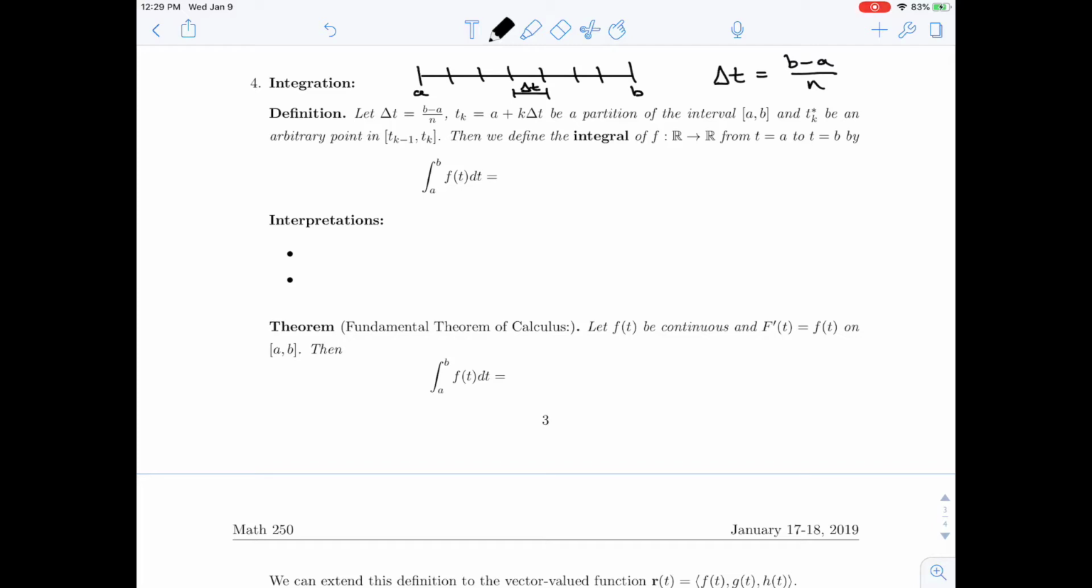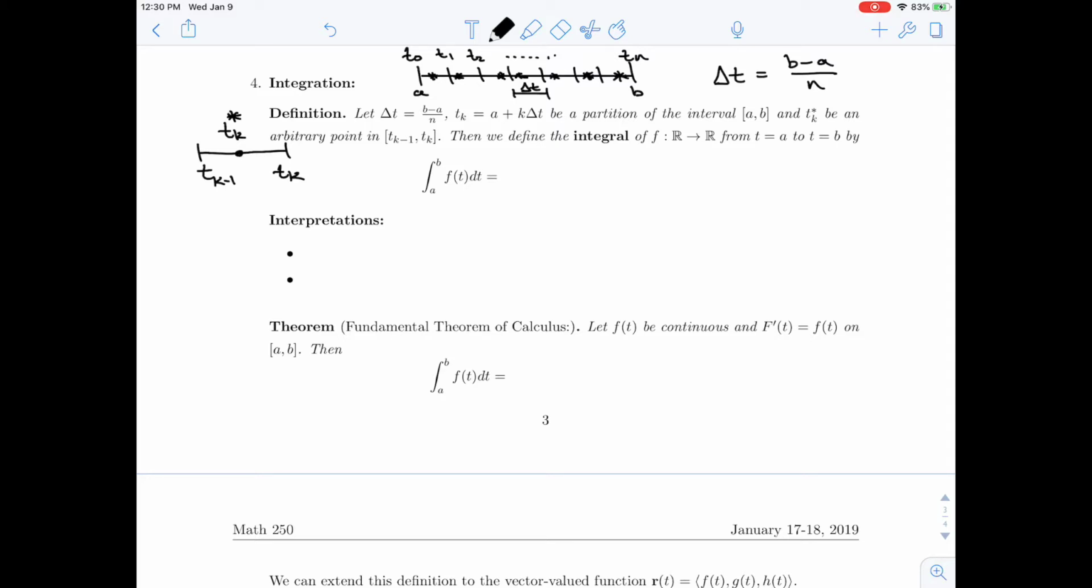And then we'll label these points. We'll call them t sub 0, t sub 1, t sub 2, all the way down to t sub n. And in each one of those sub-intervals, say t k minus 1 to t k, we will choose a point called t k star. Each one of these intervals has a point t k star, and they don't necessarily have to be at the same point of that interval.